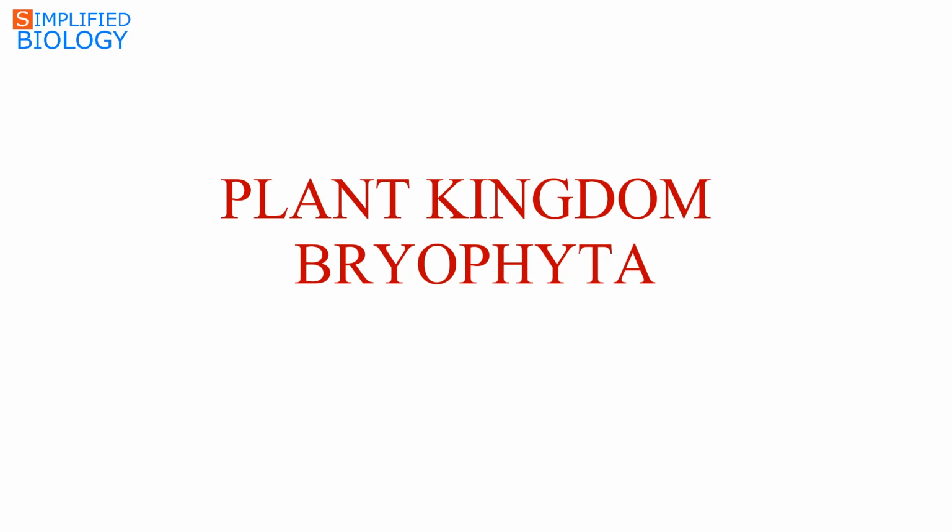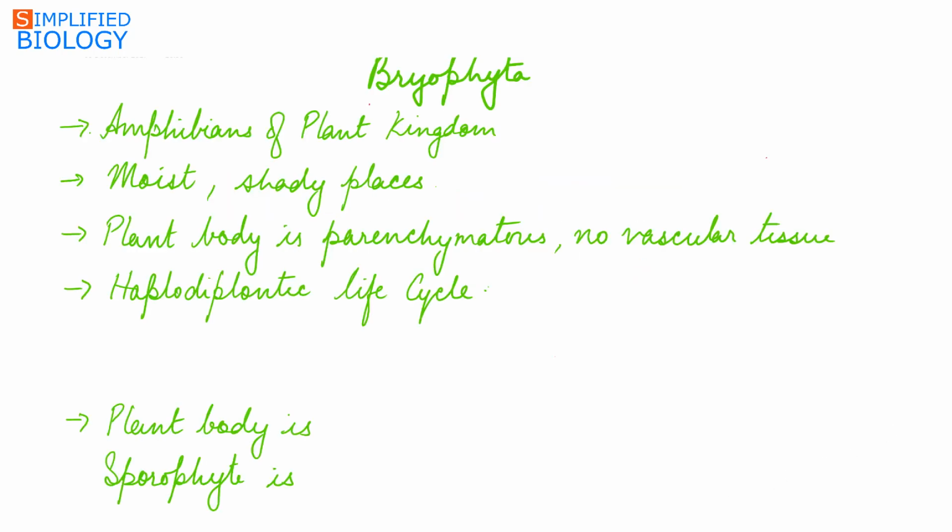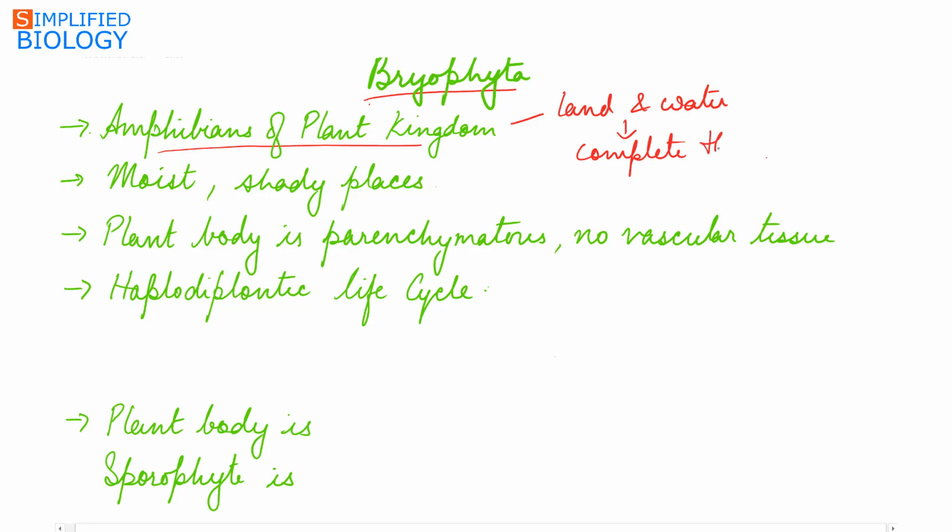Today's topic is Bryophyta of the chapter Plant Kingdom. Bryophyta. Bryophytes are referred to as amphibians of the plant kingdom, as they require land and water to complete their life cycle. They are found growing in moist, shady places.